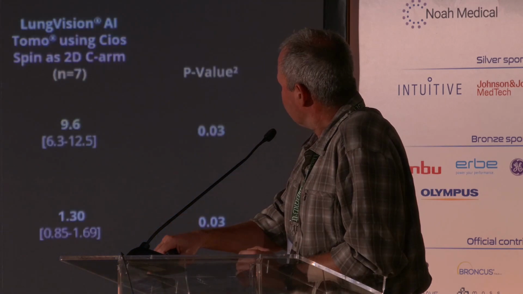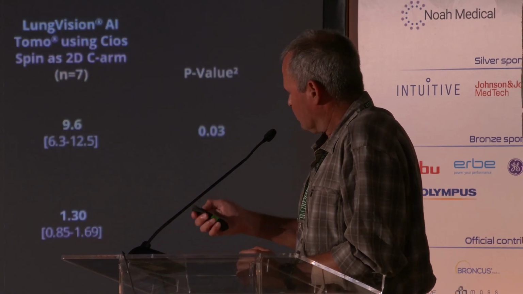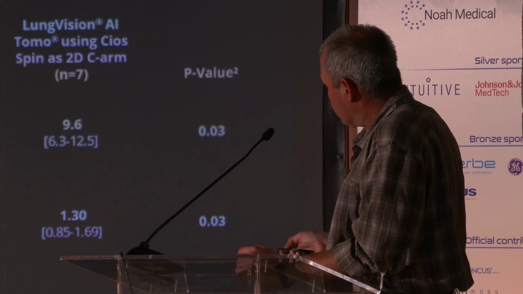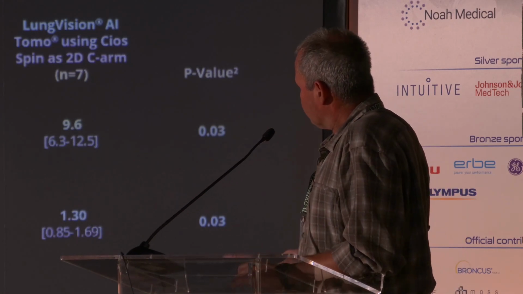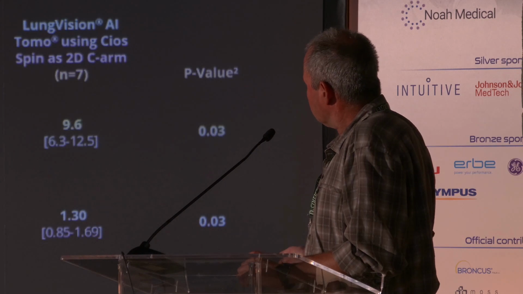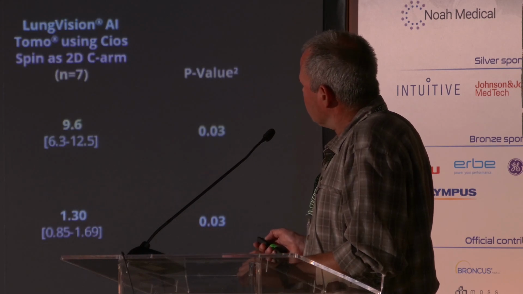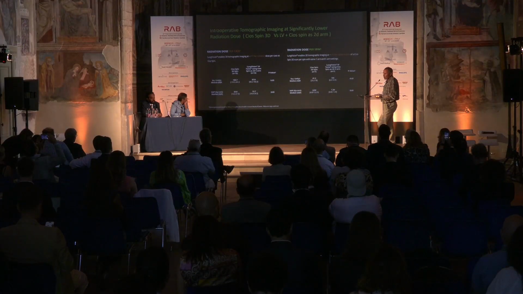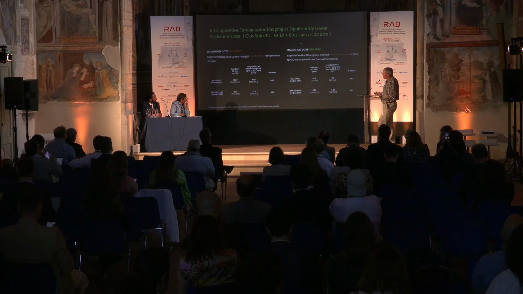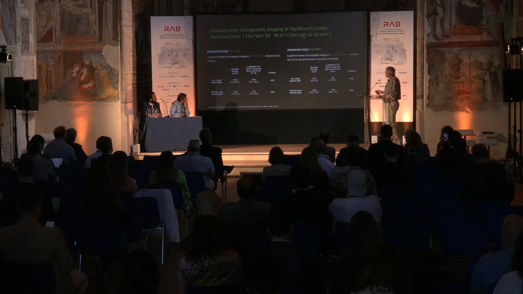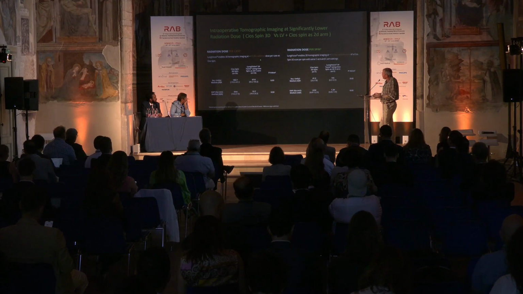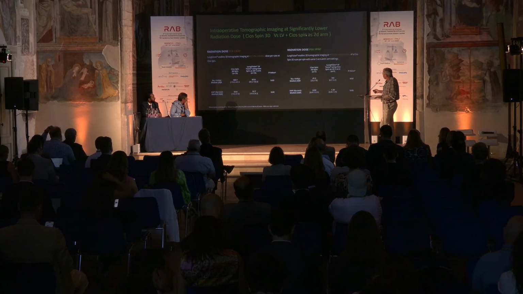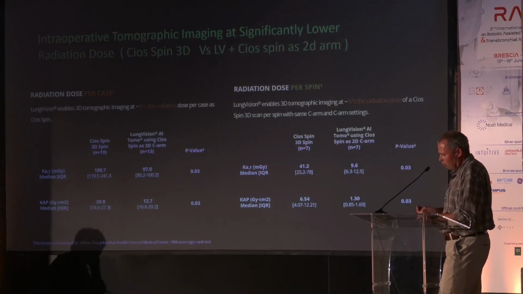I will skip that. In terms of radiation, this is unpublished data of Wilson Tsai that I present with permission. This is the Cios Spin 3D that was used on its own as a 3D system or as a 2D arm with LungVision. And you can see that when it was used with LungVision, it gave half the radiation per case and a fifth the radiation per spin when it was used as a 2D arm with LungVision.